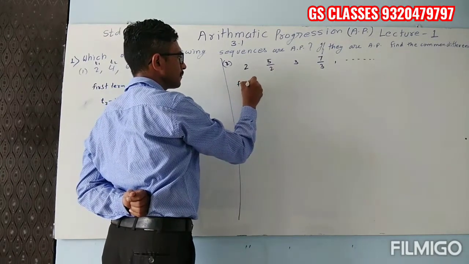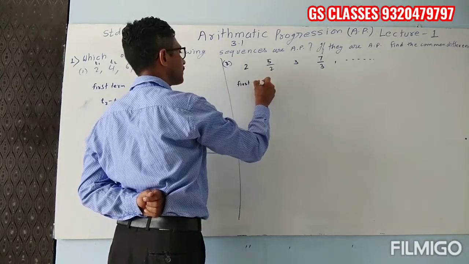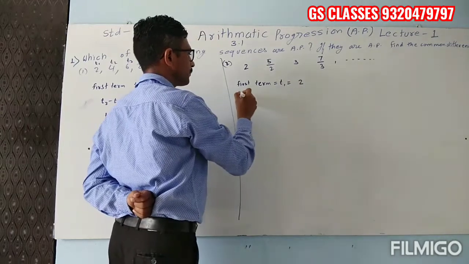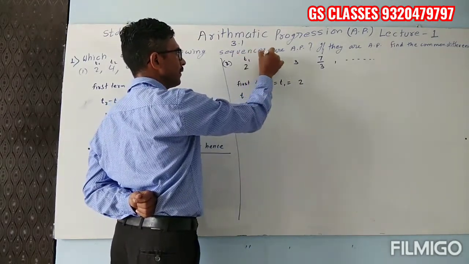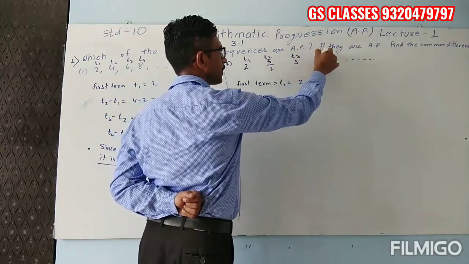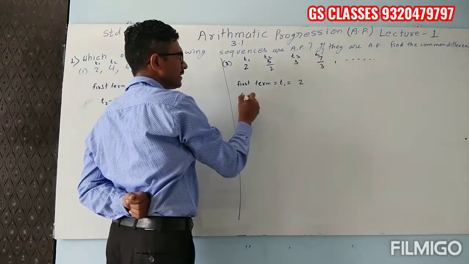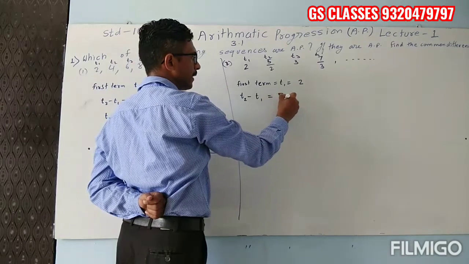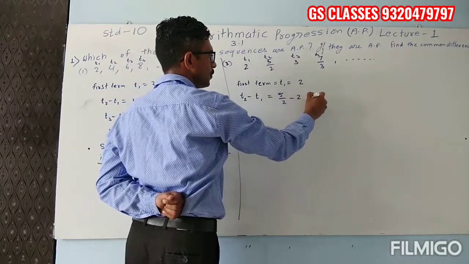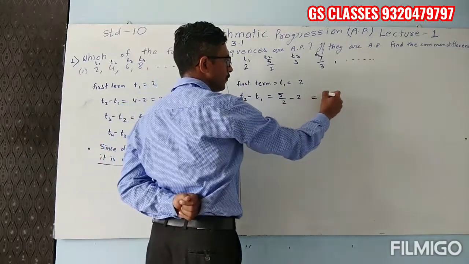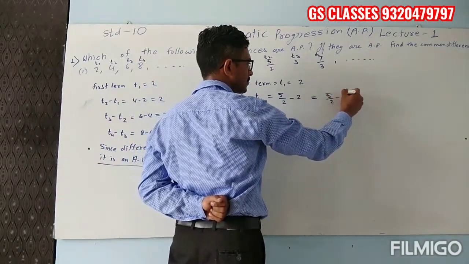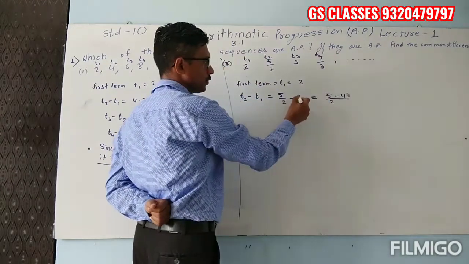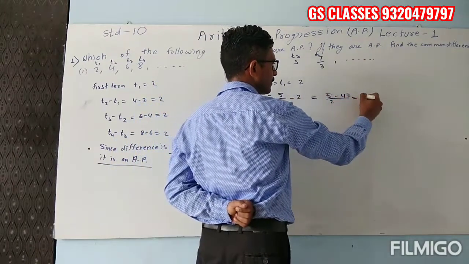First term here, T1 is 2. So if it is T1, T2, T3, T4 and so on, we can write T2 minus T1 is 5 by 2 minus 2, which comes out to be 5 by 2 minus 4. This way I am doing cross multiplication. 2 2 ja 4. So it becomes 1 upon 2.